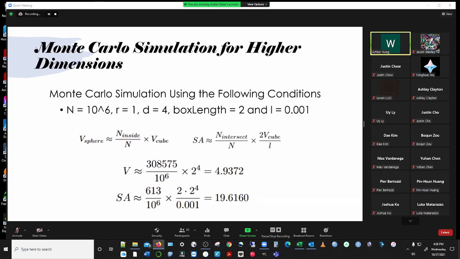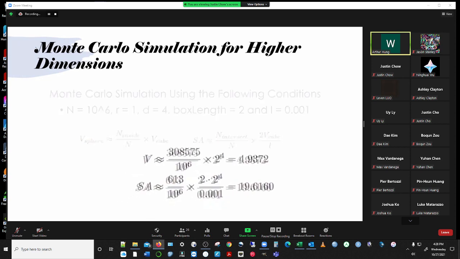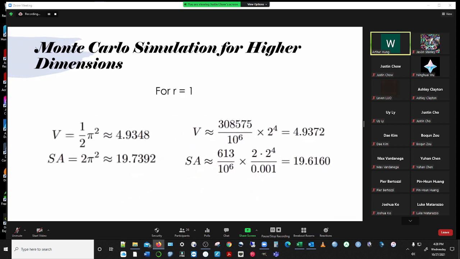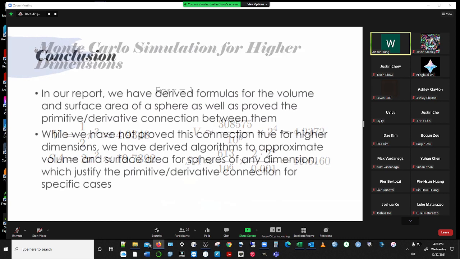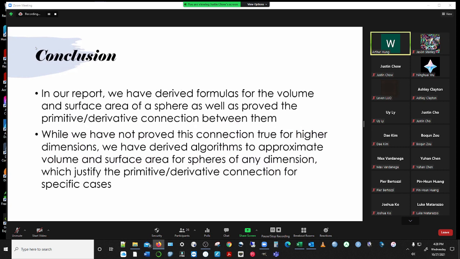While it is not a proof of equations 5 and 6, our experimental solutions closely approximate the theoretical solutions for r equals 1, increasing the likelihood that equations 5 and 6 could be true formulas for a 4-dimensional sphere. If our algorithms are correct, then our experimental results should be consistent with theoretical formulas for any dimension and for spheres of any radius. In our report, we have derived formulas for the volume and surface area of a sphere, as well as proved the primitive derivative connection between them.